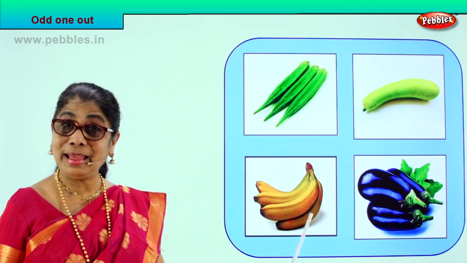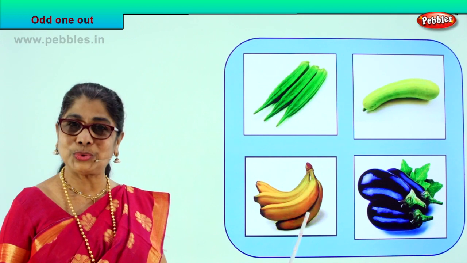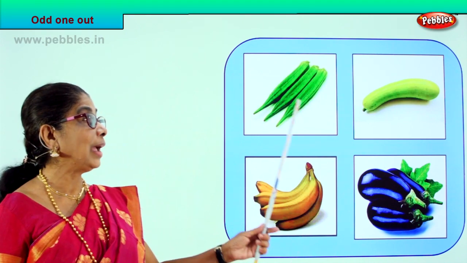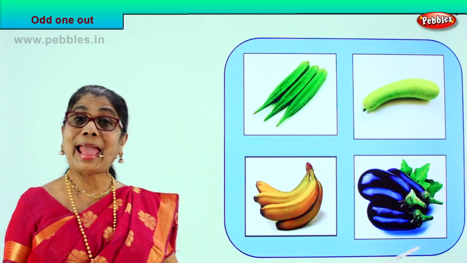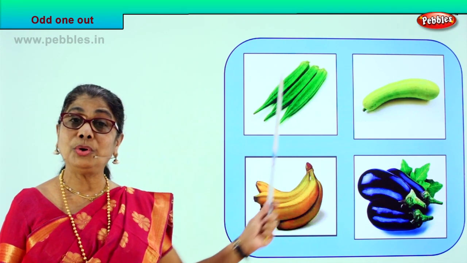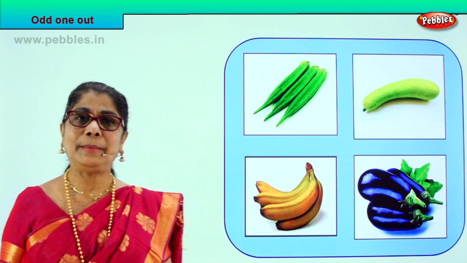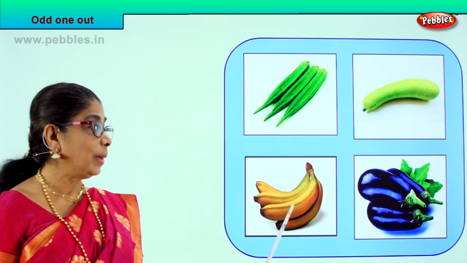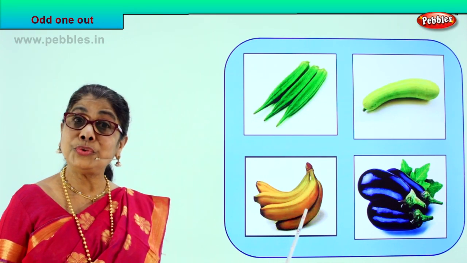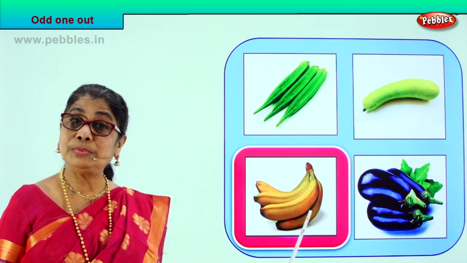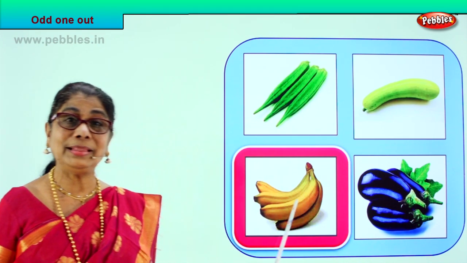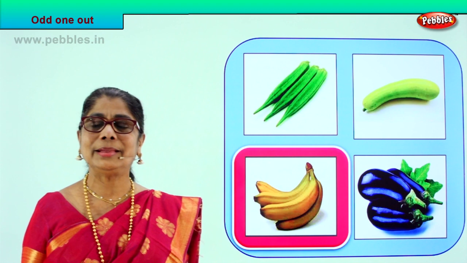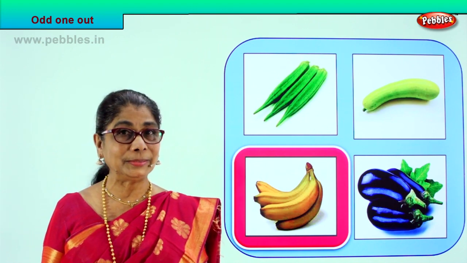Banana. What is banana? It's a fruit. Very good. So you have lady's finger, bottle gourd and brinjal. These three belong to the vegetable family, vegetable group, and here you have the fruit, banana, which belongs to the fruit family, and that's the odd one from the vegetables. These three are vegetables, this is a fruit. Excellent. You are becoming very clever.